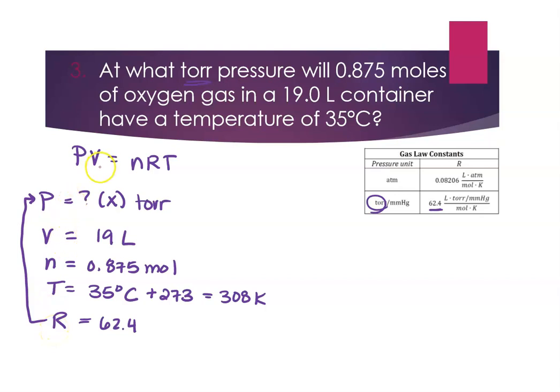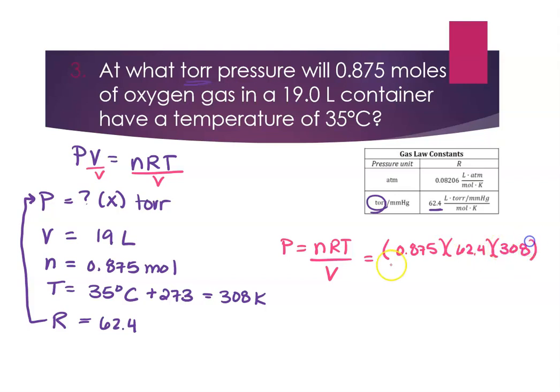So since I'm solving for P, I'm going to divide both sides by V, and I get P is equal to nRT over V. And so we plug in 0.875 times 62.4 times 308 divided by volume, which is 19. All right, so we do all of that math and we get 885.09. Check our sig figs. So this is 3 sig figs, this is 3 sig figs.